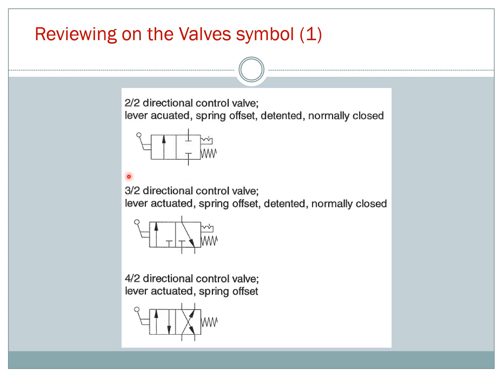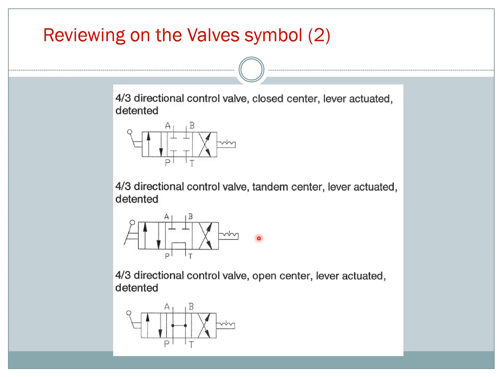Then you have a 3/2 direction control valve, so 3 ports. The others are the same: lever actuated, spring offset, detented, normally closed. Then the 4/2 direction control valve, we have 4 ports, lever actuated, spring offset, so you don't have other inputs. You must know how to name all these valves.